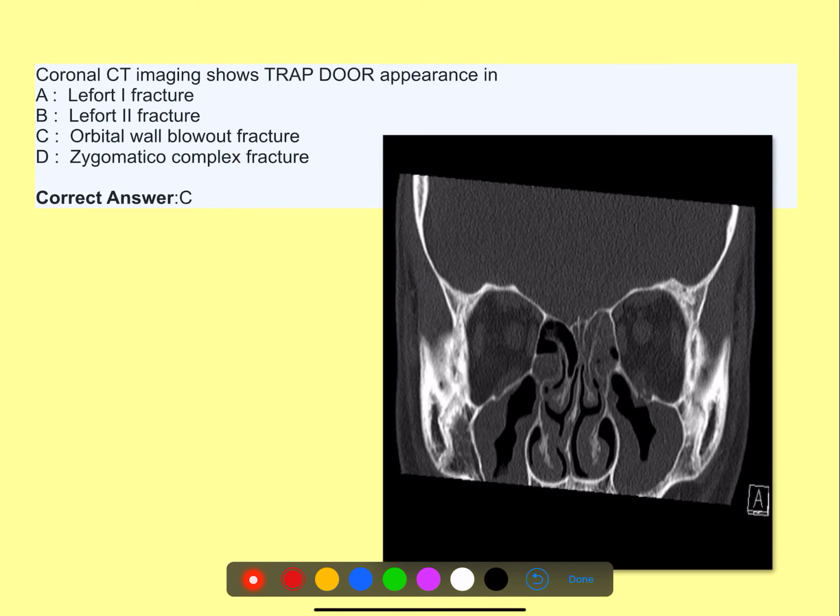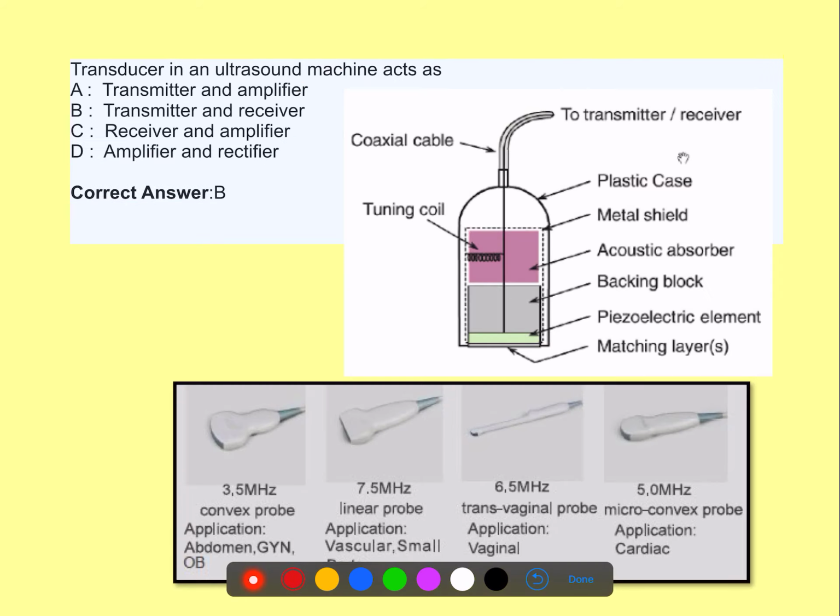So coronal CT imaging shows trapdoor appearance. This is an easy or direct question. Here this is a coronal CT. Here you can see in the orbital floor fractures that the muscle is trapped between the fracture line. Hence it appears as a trapdoor appearance, and it is a feature you can see in the orbital wall or blowout fracture.